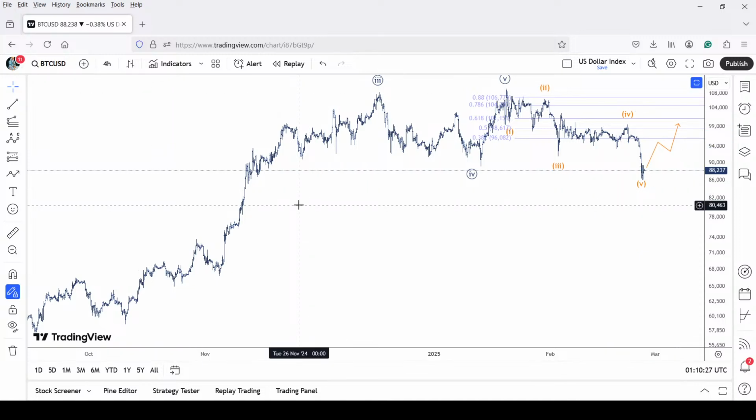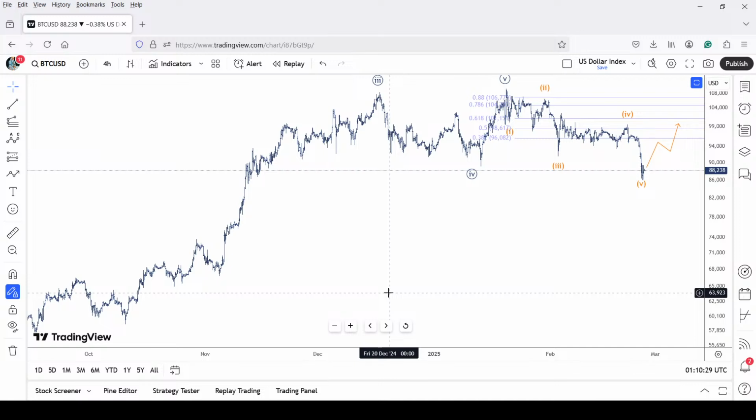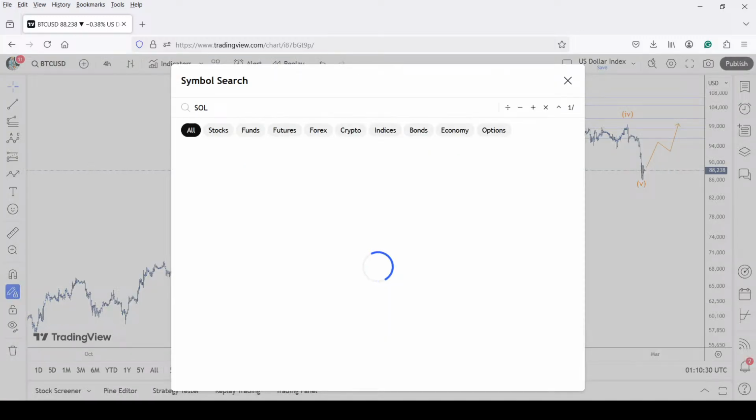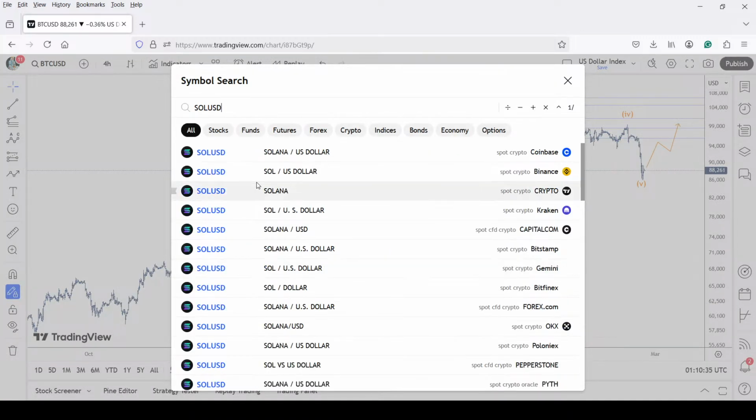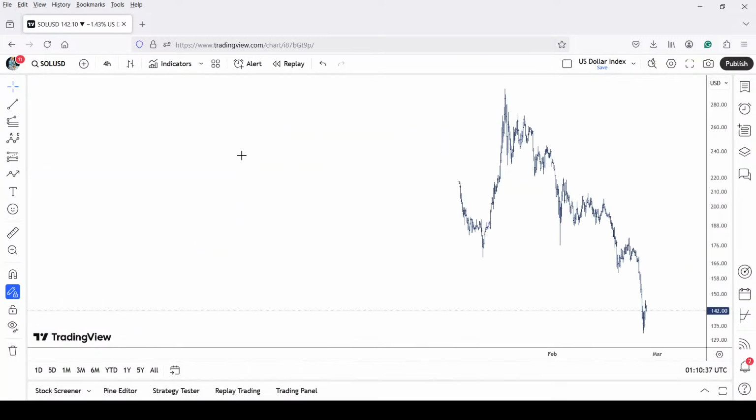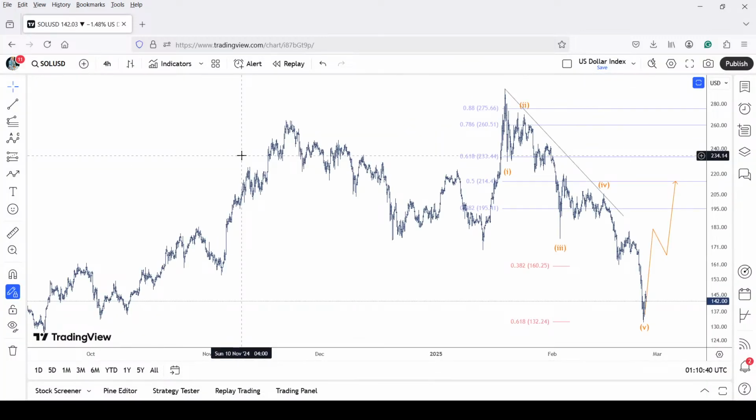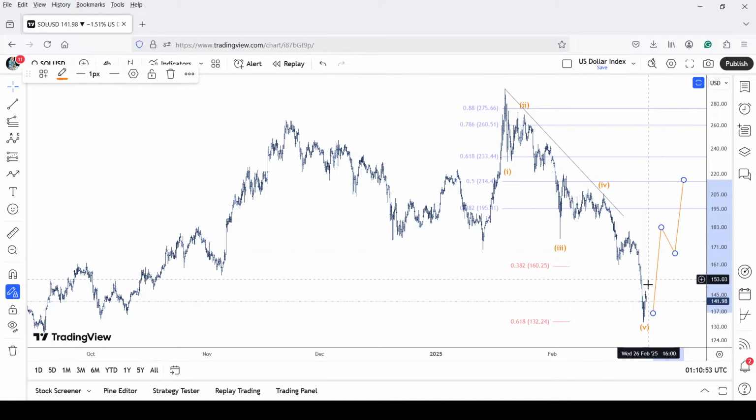All right, and Solana. In fact, Solana has hit the target 132. It may produce a counter trend rally soon enough. So we are not suggesting any particular short orders right now, but we will suggest to go short after that rally.